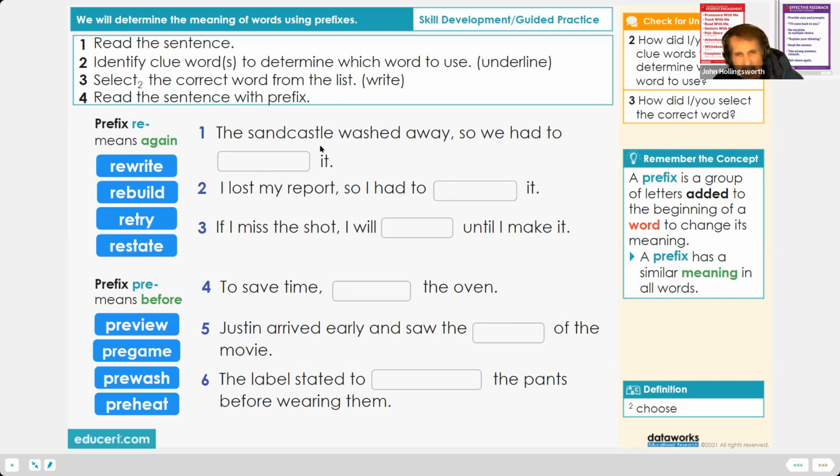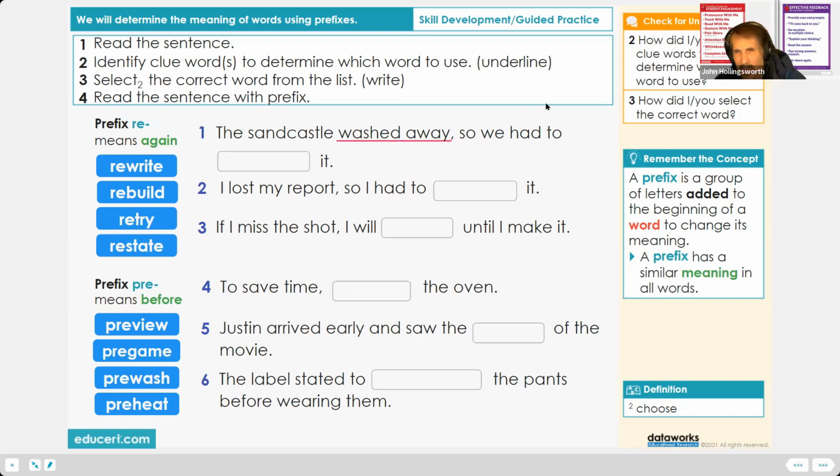So if I look up here and I want to decide which word to use, I can't use the word sandcastle. Well, that's giving me a hint already. Actually, that is a good hint. Let's look at what it says. Sandcastle, what? Washed away. And washed away, now I know, I don't have to use rewrite. I'm going to have to what? Rebuild. So this is the cue in the sentence that tells me not just the word sandcastle, not we had to, but the fact washed away is allowing me to make the decision of which one to use.